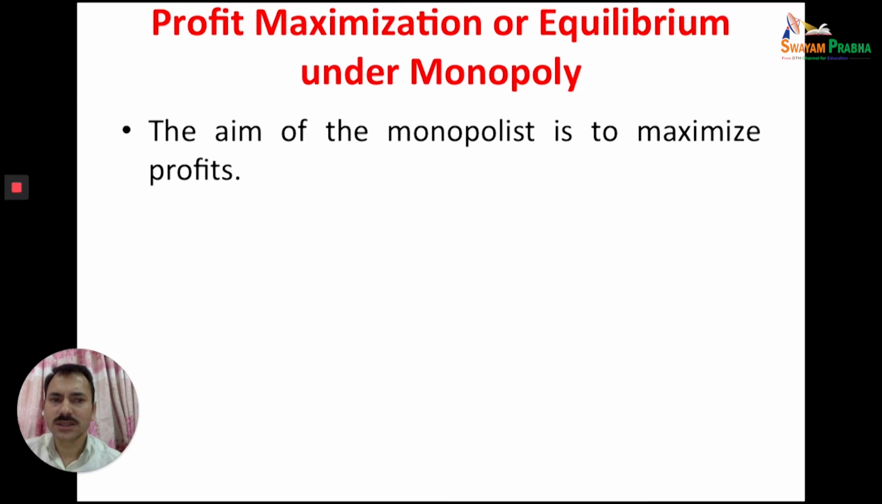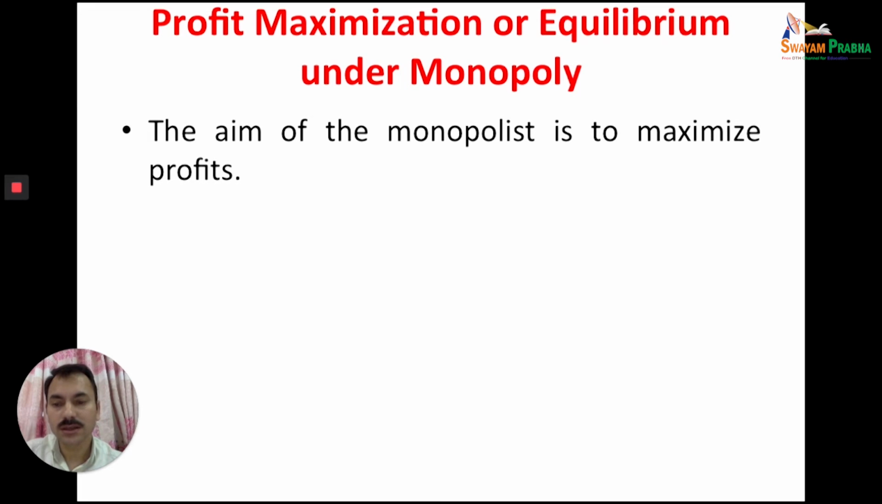Now let us discuss the equilibrium of the firm under monopoly. In the last module, we discussed that the equilibrium of the firm is the point where MC is equal to MR and MC cuts MR from below. That is, the point where marginal cost equals marginal revenue and the marginal cost curve intersects the marginal revenue curve from below is the equilibrium of the firm.